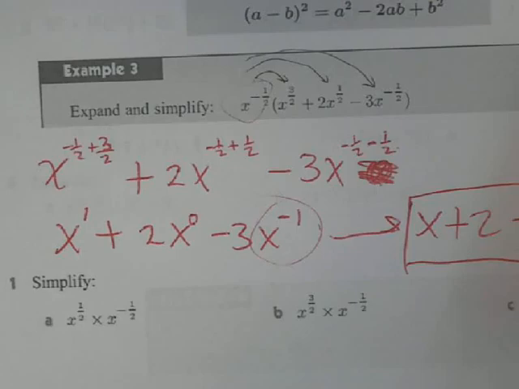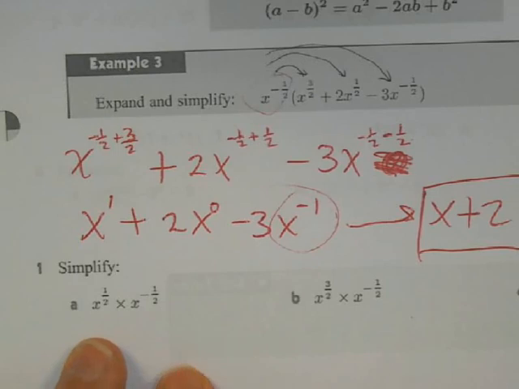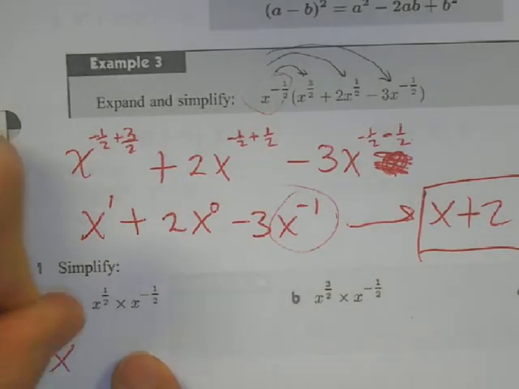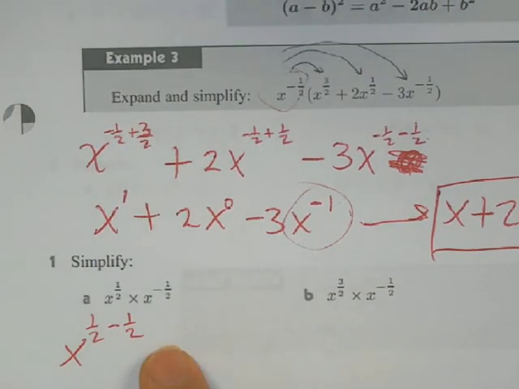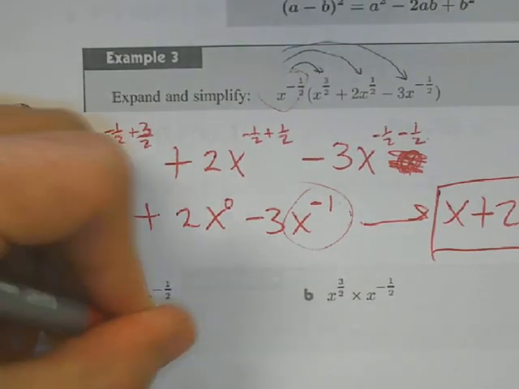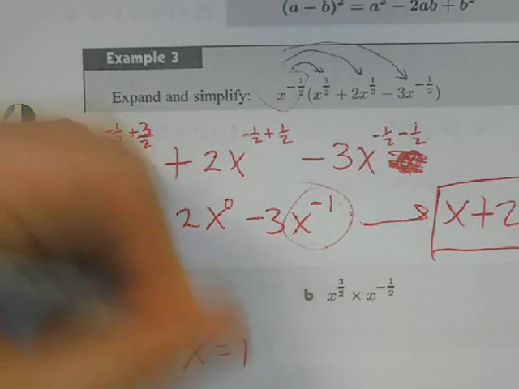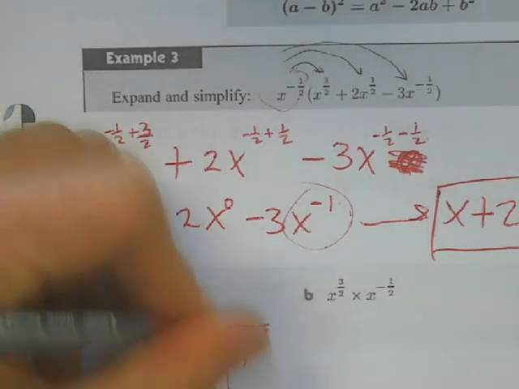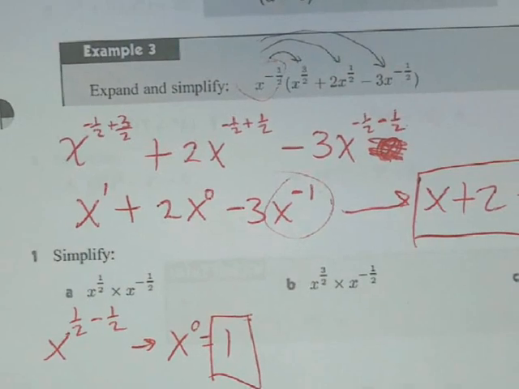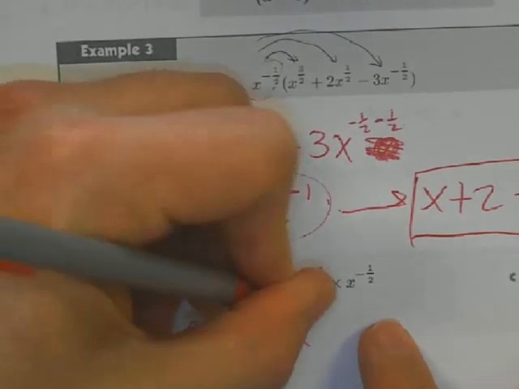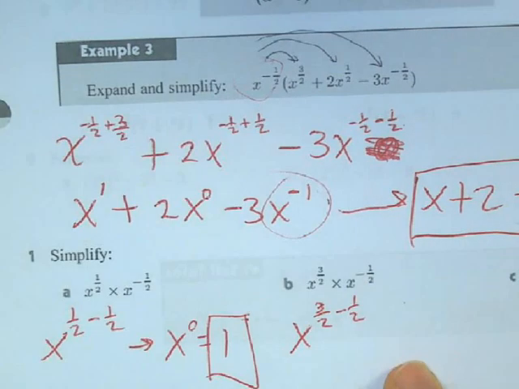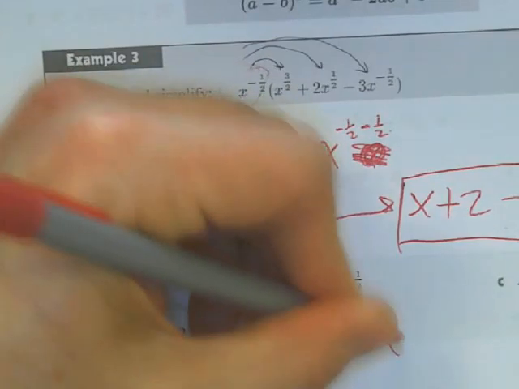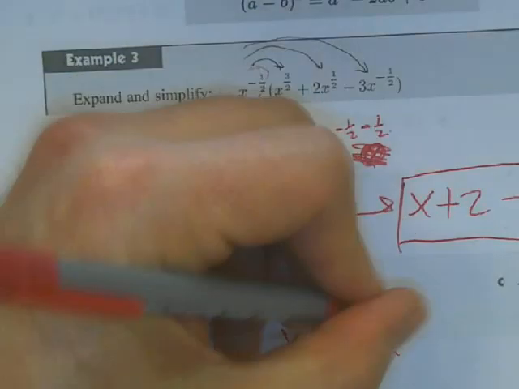Okay, let's do a couple more together here. So I could write this as x to the 1/2 minus 1/2 here. And then this gives me x to the 0, which is equal to 1. Here I have x to the 3 halves, and then minus 1 half. That is equal to 3 halves minus 1 half is going to give me x to the power of 1.